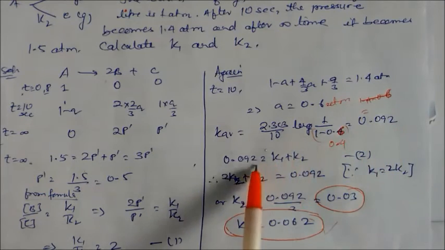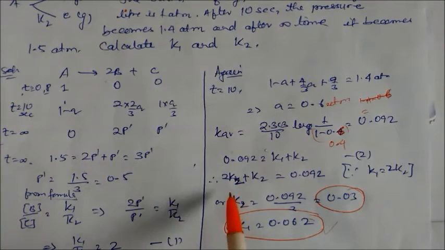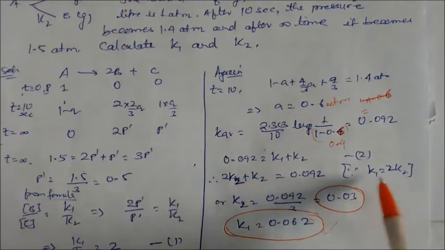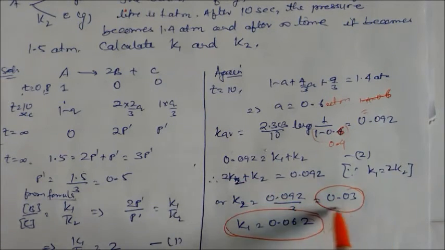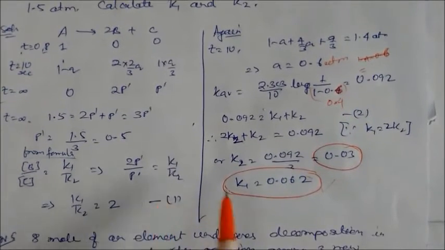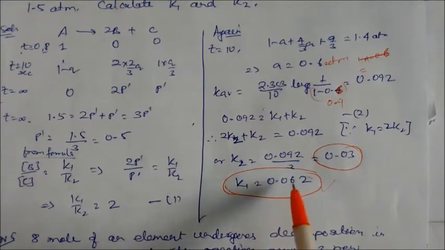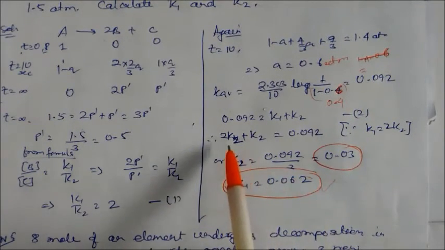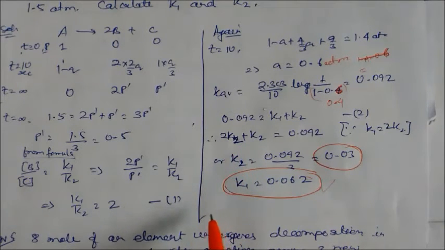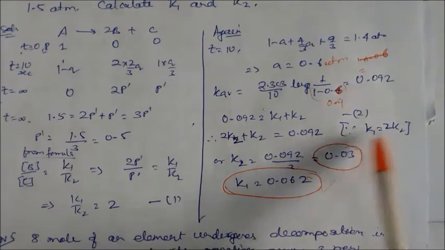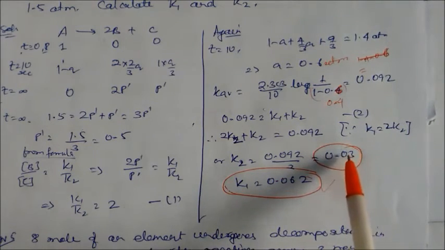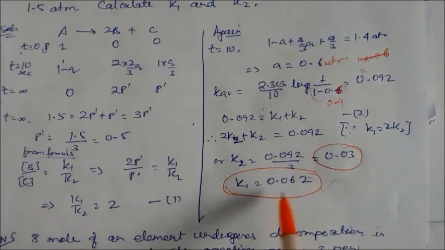So K1 plus K2 is 0.092, and K1 by K2 is 2, so K1 is 2K2. So from here we can get K2. What will K2 be? This is the K2 value. And what is the K1 value? K1 is equal to 2K2. So if this is 0.03, and you multiply by 2, you will get here 0.062. This is the K1 value.